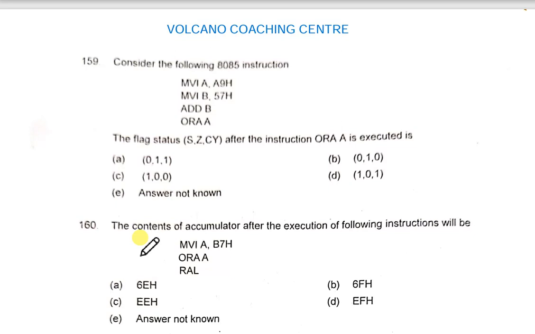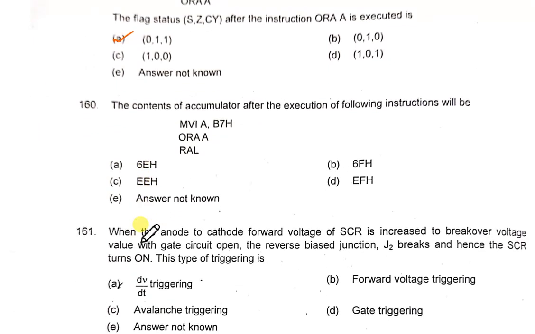Consider the following 8085 instructions. Move the value immediately A, comma A9H. Move the value immediately B, comma 57H. Add B, OR A. The flag status after the instruction OR A is executed is 0, 1, 1. The contents of the accumulator after the execution of the following instructions will be. So for this coding, the output answer is 6EH.